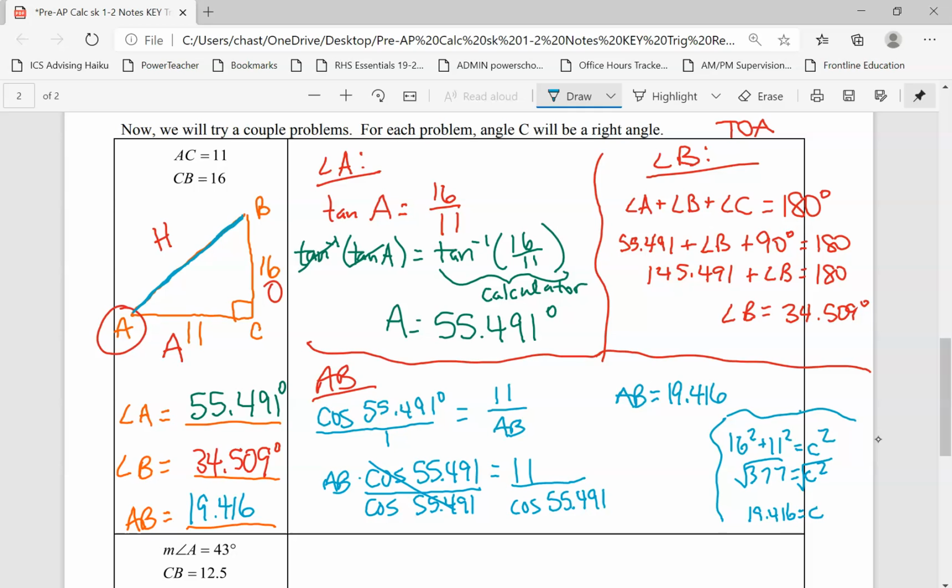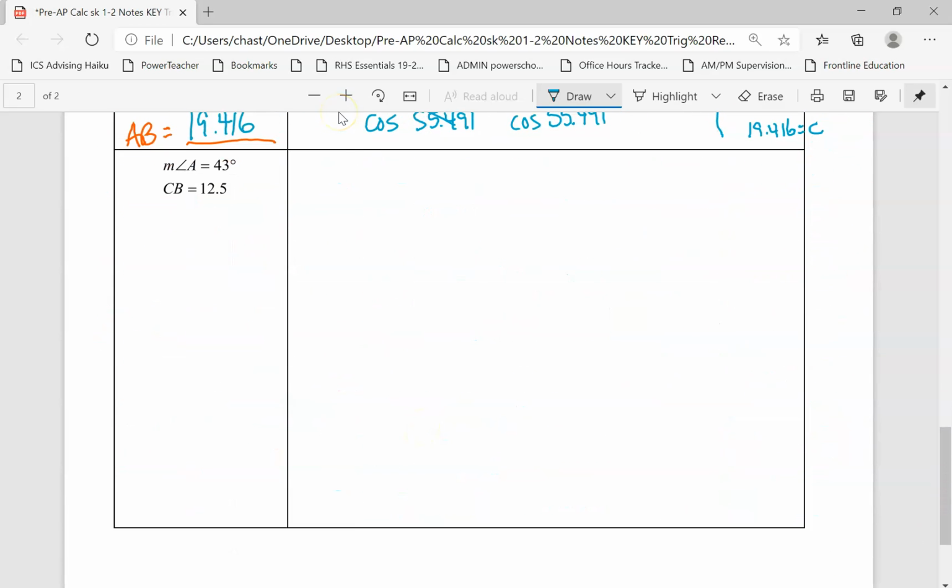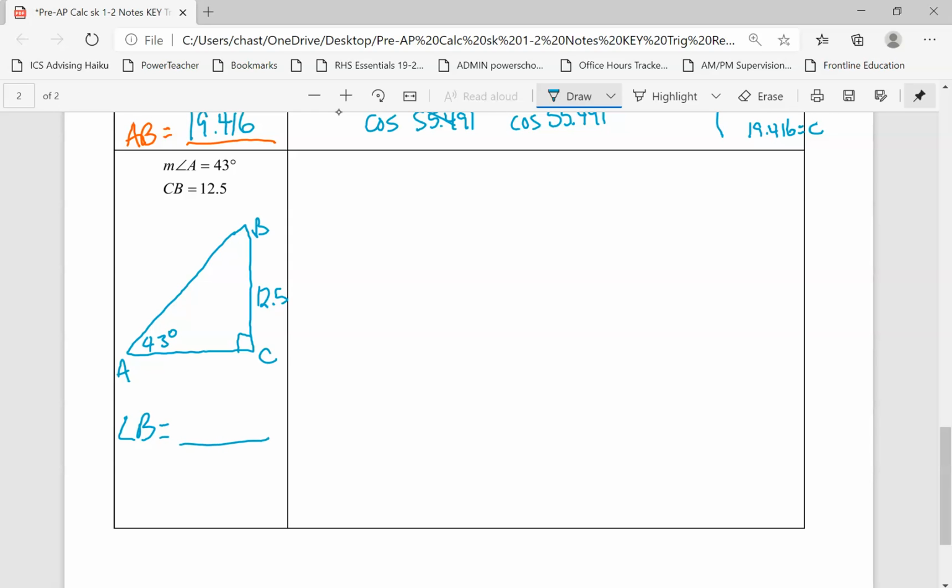Okay? All right, the next example, we have an angle and a side. So we're going to draw a right triangle. We know that angle C will be the right angle. Measure of angle A is 43 degrees. CB is 12.5. So now we need to find the measure of angle B, and we need to find the value of AB and AC.